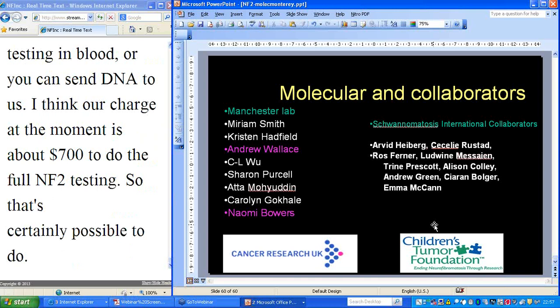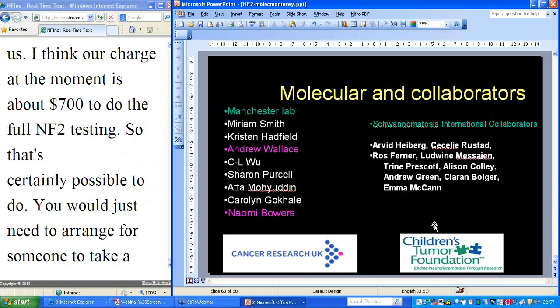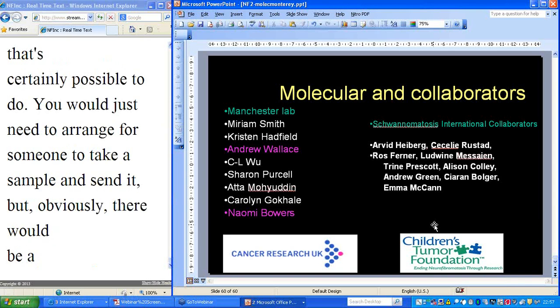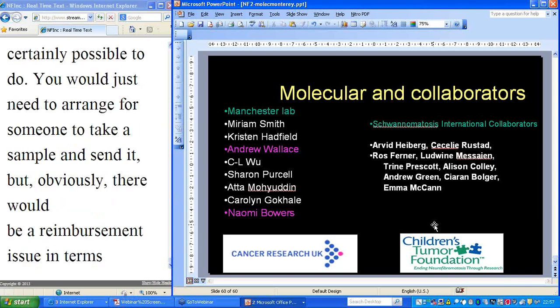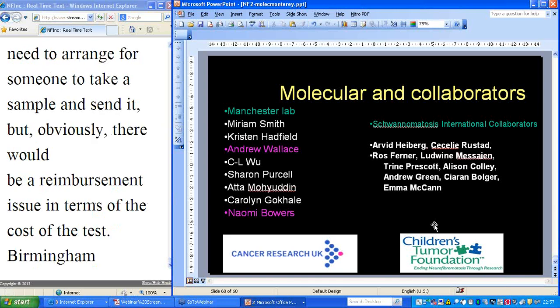You would just need to arrange for someone to take the sample and send it, but obviously there would be a reimbursement issue in terms of the cost of the test. But Birmingham, Alabama is your best place in the States to get the testing done for NF2.